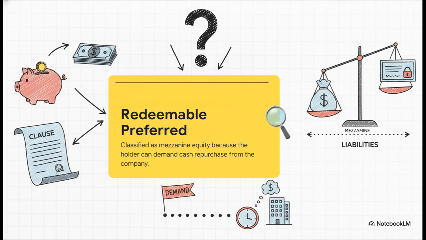Then we have the ultimate trump card, redeemable preferred stock. So if a preferred holder has the contractual right to literally force the company to buy back their shares on demand, well, the accounting rules completely change. Since the company might have to cough up cash at the investor's whim, this is legally no longer classified as permanent equity. Instead, it gets parked in this special section on the balance sheet called mezzanine equity, kind of living in the gray area right between total liabilities and permanent stockholders' equity.